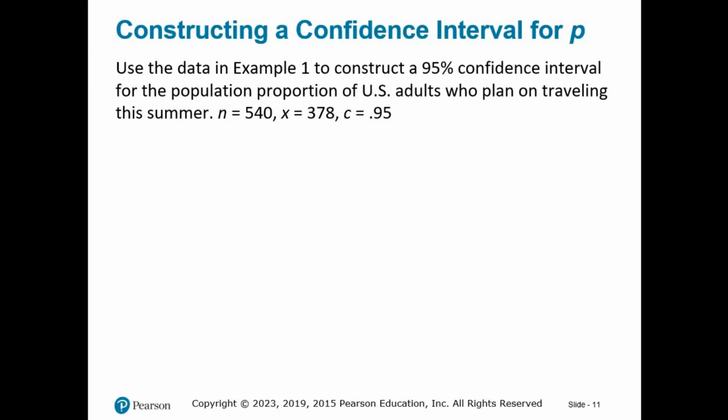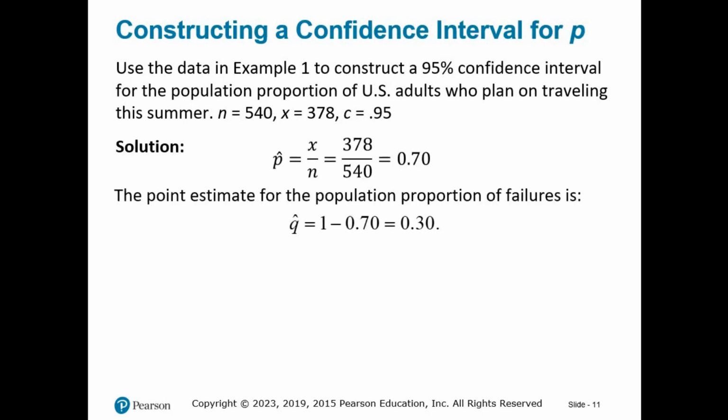Okay, first of all, it's asking specifically for population proportion, so that tells us we're looking at finding p hat. Next, what data have they given us? Well, we have n equals 540, x equals 378, and c equals 0.95. Great, I think we're good to get started. Next thing we need to do is find p hat, which, if you'll remember, is x over n. So 378 divided by 540 gives us 0.70. We can use the complement rule to say 1 minus 0.7 gives us 0.3, so that is q hat.